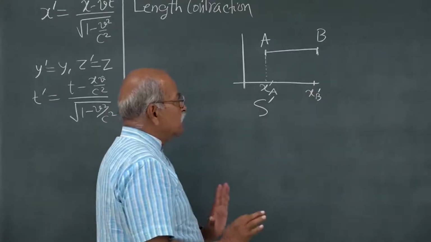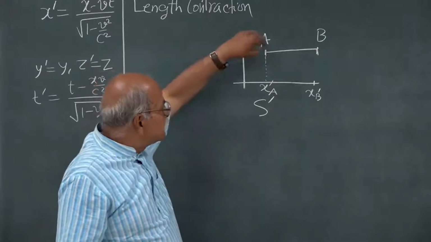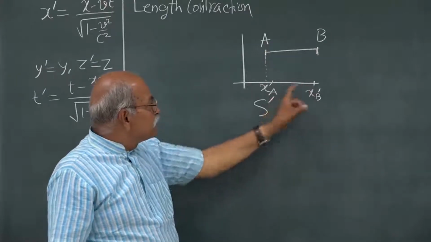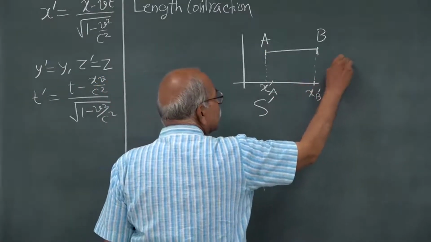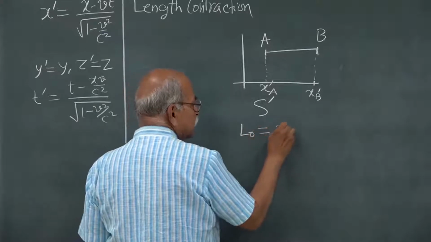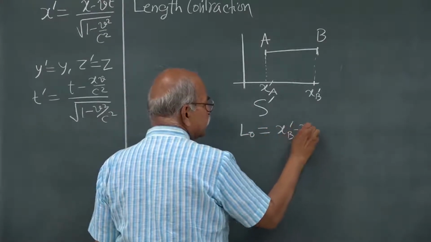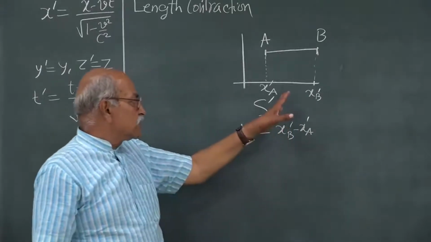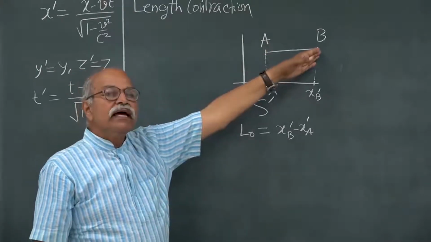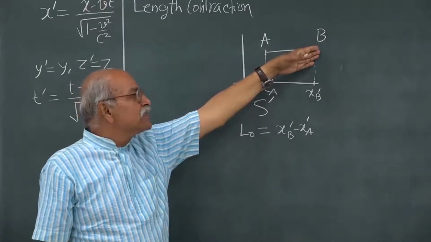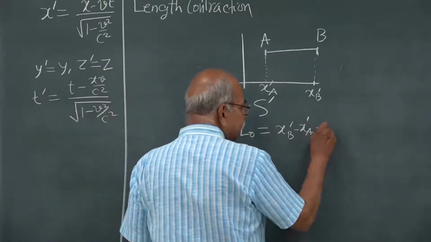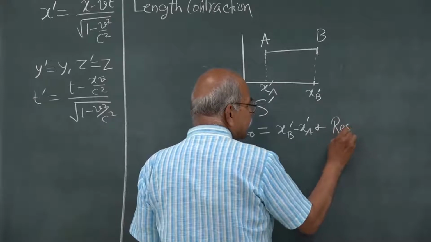So, I have two events, in fact, measuring the end A and measuring the end B, and the difference between these two will be the length. Let me call it L naught. L naught is equal to x B prime minus x A prime. And there is no restriction. You can measure this end at any time, and this end at any other time or the same time. This will be the length of this rod. Now, this is called rest length.